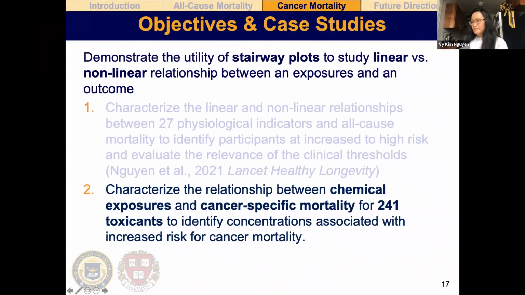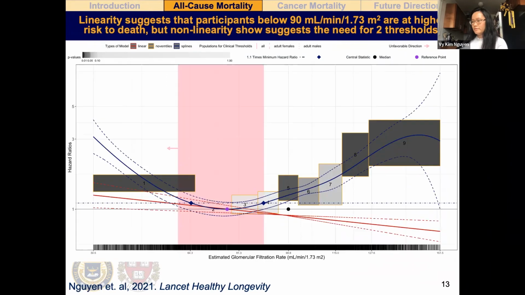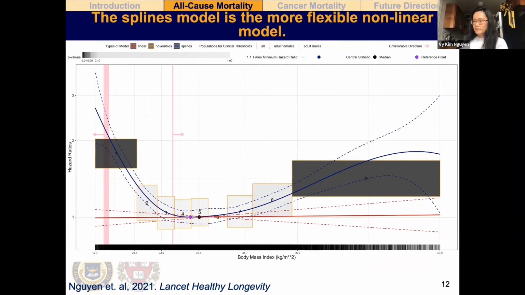Oh, yes, that's a good question. How we chose the reference point is that we chose the concentration that is associated with minimum mortality risk. That would be our baseline here, and that would just help with easier interpretation.